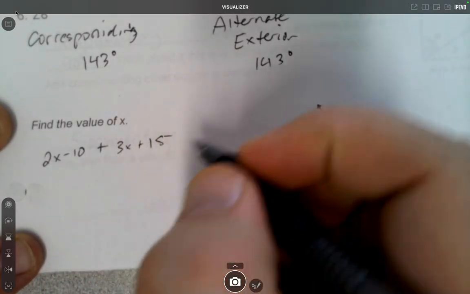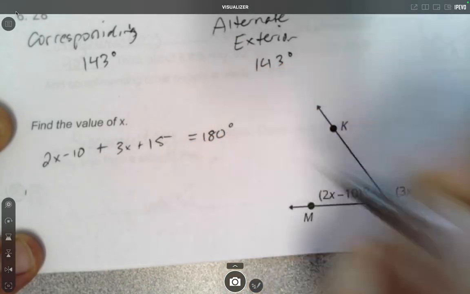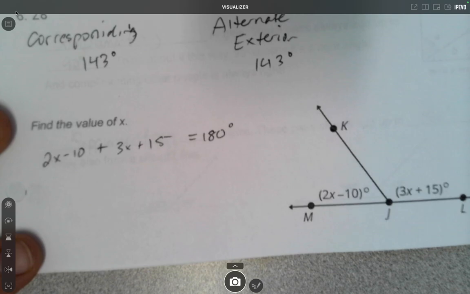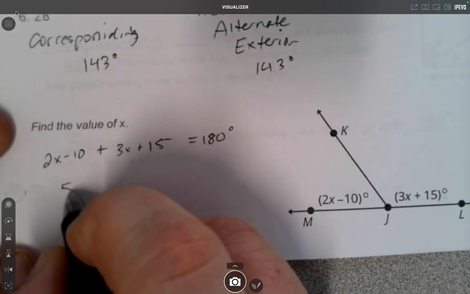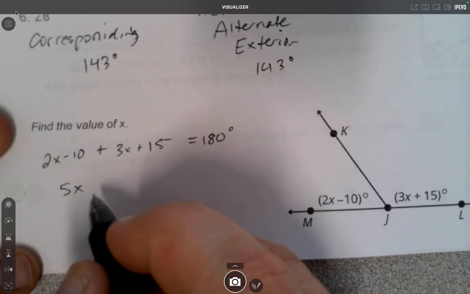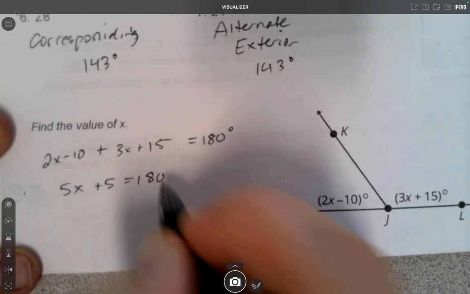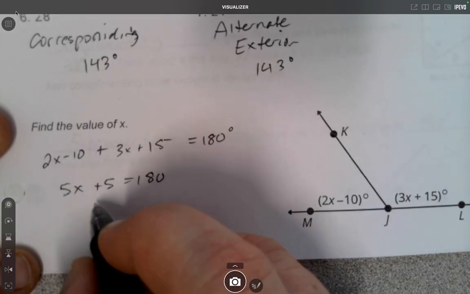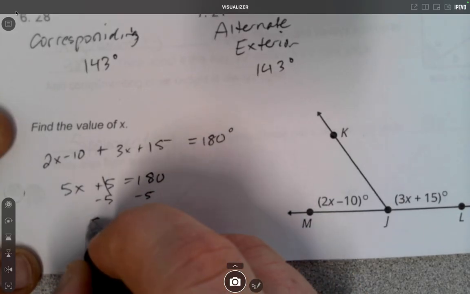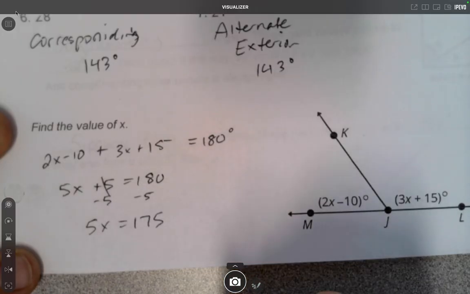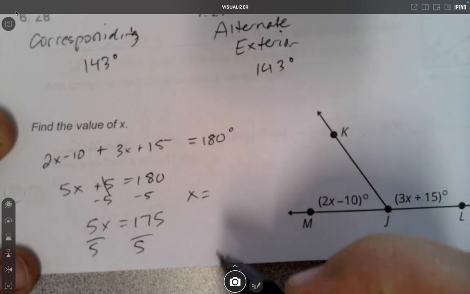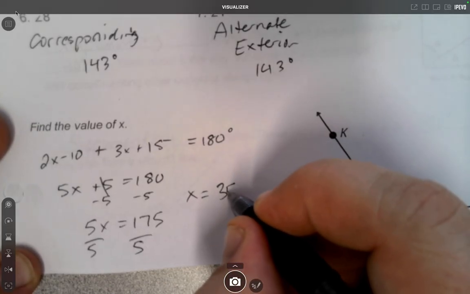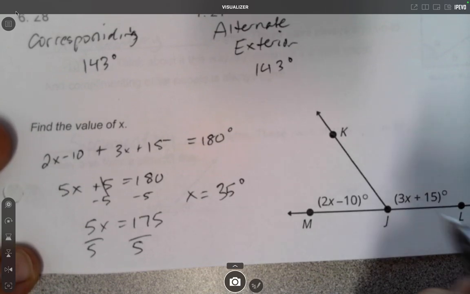And we know that when we add them together, they should add up to 180 degrees because they are supplementary. They form a straight line. They add up to 180. So now I can combine like terms. 2x plus 3x is 5x. Negative 10 plus 15 is plus 5. I know that's equal to 180. I subtract 5 from both sides. I get 5x equals 175. And then I'll divide both sides by 5. And when we do that, we get 35. So x is equal to 35.